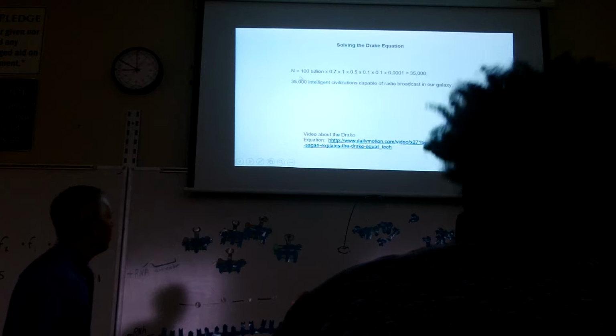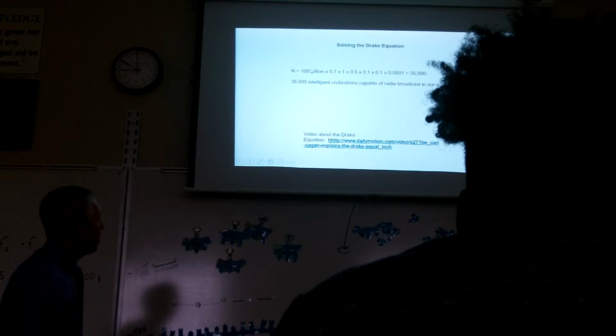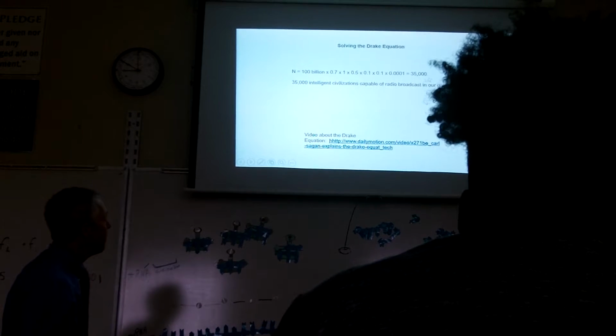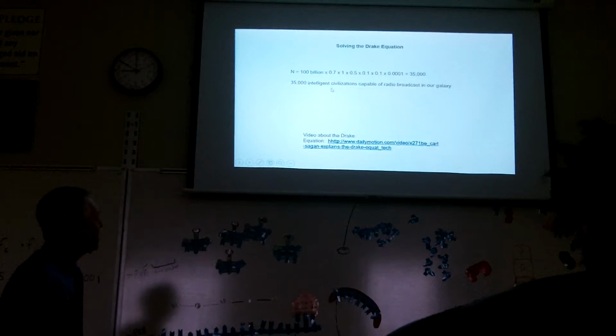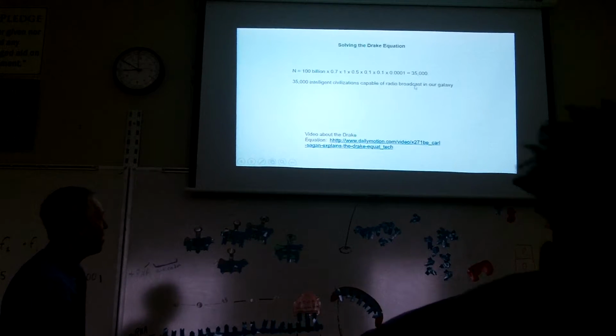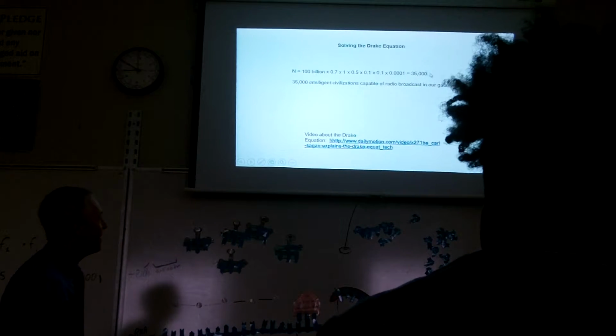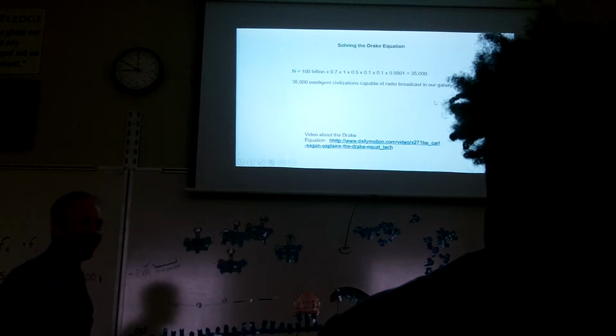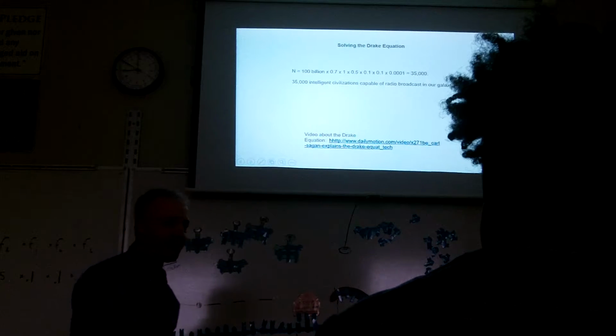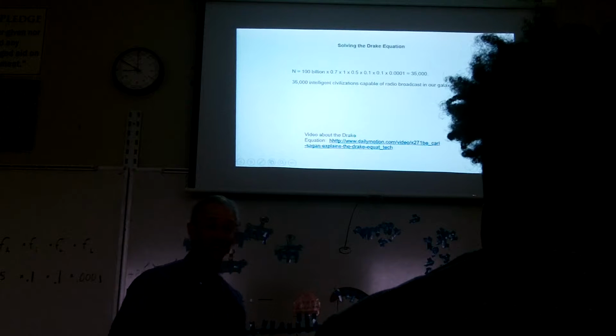So you want us to use 100 billion? Yeah, so let's use 100 billion for this calculation. If you use 100 billion there, you end up with 35,000. 35,000 intelligent civilizations with radio broadcasting in our galaxy. There should be 35,000 like us out there, if our numbers are right. 35,000.